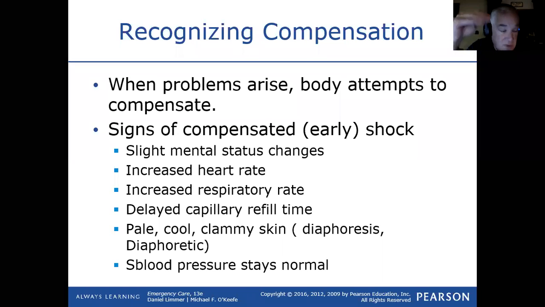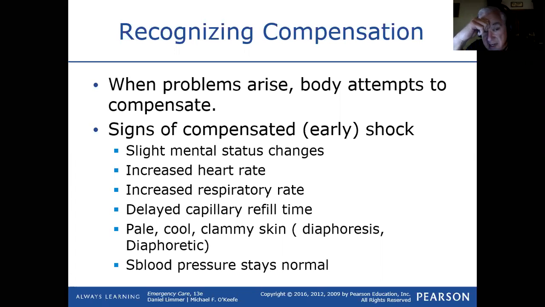We could even go into it further, where it starts to conserve fluid. It starts to release chemicals that constrict the blood vessels, right? So there's a lot of things that happen. But what we could see is the patient's mental status starting to change. We could see them getting tired. We could see them getting nervous. We could see them getting scared. We could see their heart rate increasing. We could see their respiratory rate increasing.